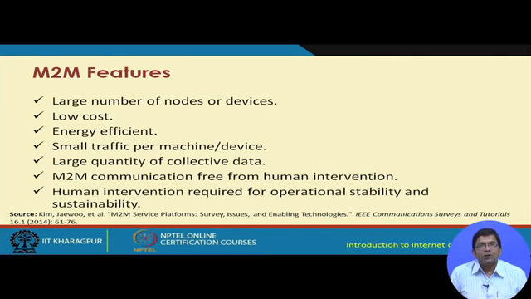There is small traffic that is generated per machine or device, then a large quantity of data is collected, and the M2M communication is free from human intervention. It is free strictly, but in practical applications sometimes there might be some minimal human intervention, but strictly in M2M basically there should not be any human intervention at all. Then human intervention is required for operational stability and sustainability only.